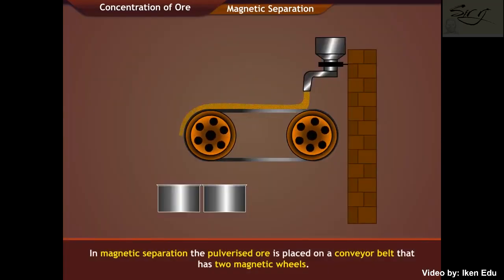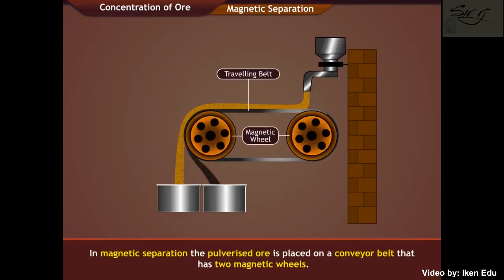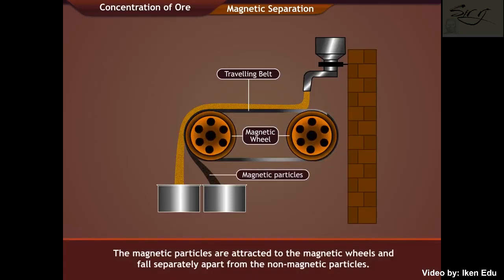In magnetic separation, the pulverized ore is placed on a conveyor belt that has 2 magnetic wheels. The magnetic particles are attracted to the magnetic wheel and fall separately apart from the non-magnetic particles.